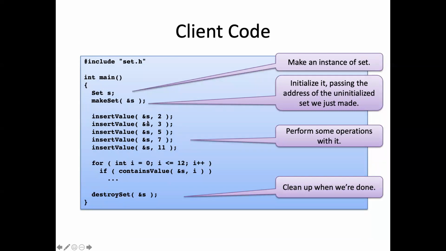Notice I've got ampersands before all of these S's because S is an instance of set, but all these functions want a pointer to a set. So I get the address of that set. And then I add a bunch of values. I can ask if that set contains a bunch of values, and then I can clean up when I'm done, or I can ask the component to clean up when I'm done with the set. So this is nice. This example code just makes one set, but we could make as many as we wanted. So now we've got a set that's maybe a lot more useful than what we started with.